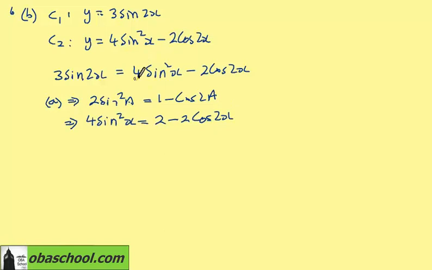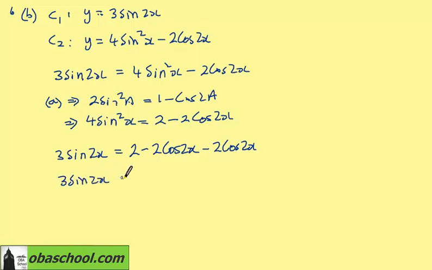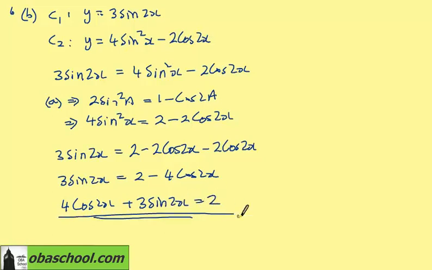So we can replace the 4 sine squared x just here. That gives us 3 sine 2x is 2 take away 2 cos 2x, take away 2 cos 2x, and that gives us 3 sine 2x is 2 take away 4 cos 2x, which we could rewrite as 4 cos 2x plus 3 sine 2x is equal to 2, as required in the question.